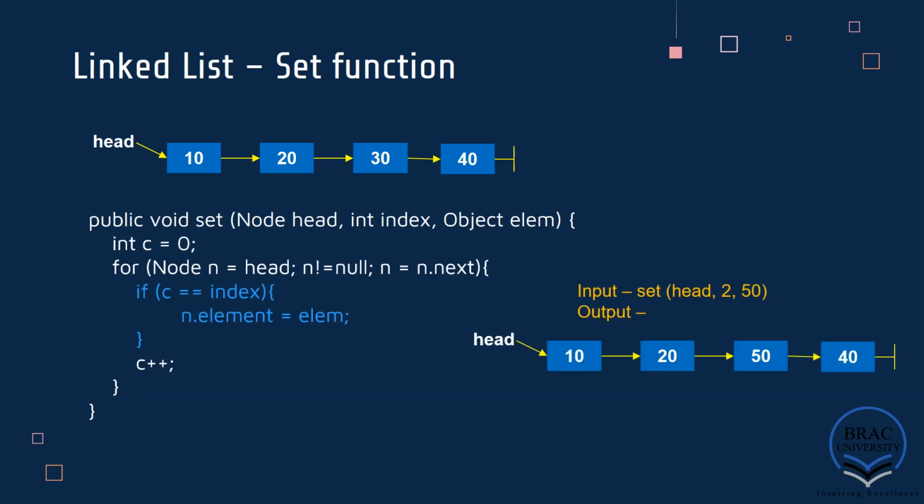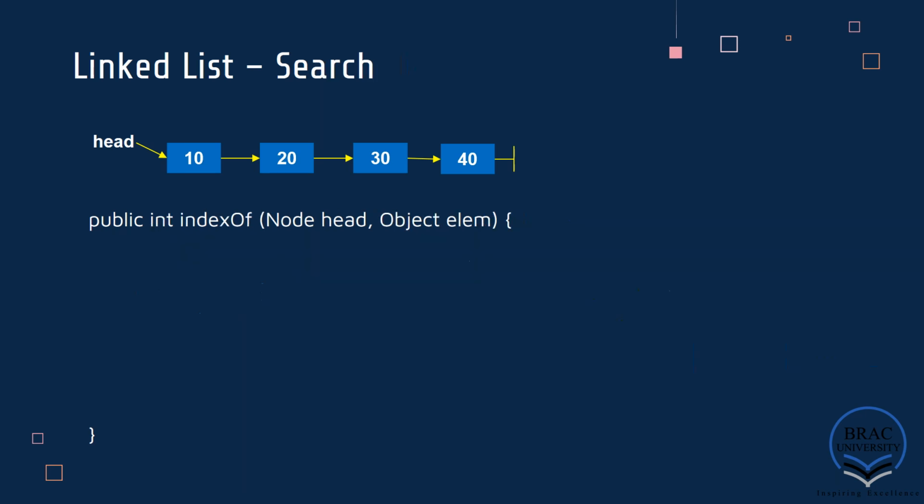0 is the index for the node containing 10, 1 is the index for the node containing 20, and 2 will be the index for the node containing 30, which will be replaced with 50 instead of 30. And the last node that we have is 40, which will not be altered. Okay, so that's how the set function works.